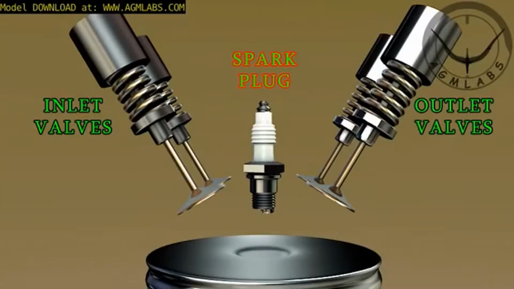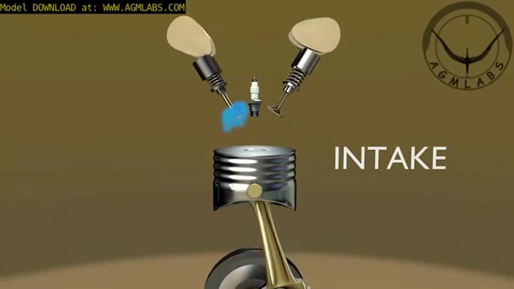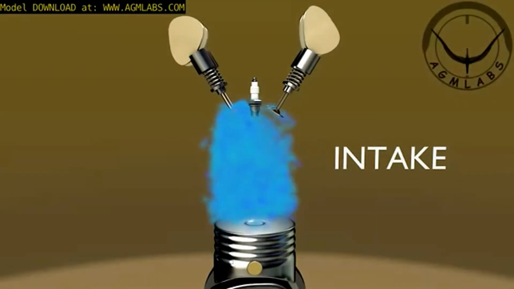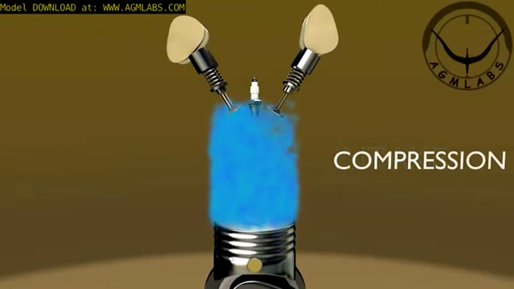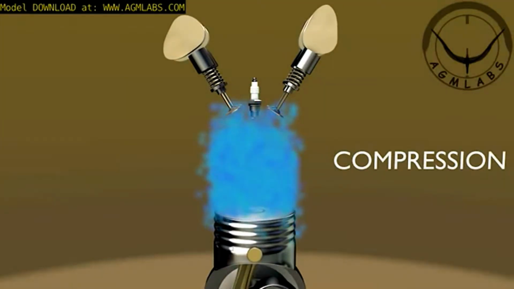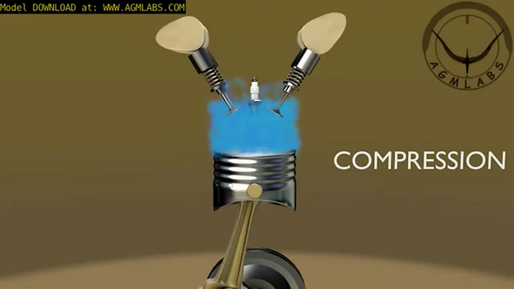Let's now take a look at how the combustion creates piston motion. First, intake stroke. The inlet valve is opened, and the fuel-air mixture is drawn in, as the piston travels down. Second, compression stroke. The inlet valve is closed, and the piston travels back up the cylinder, compressing the fuel-air mixture.